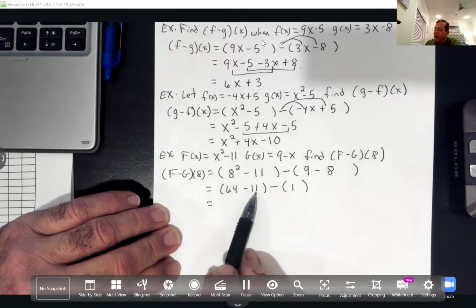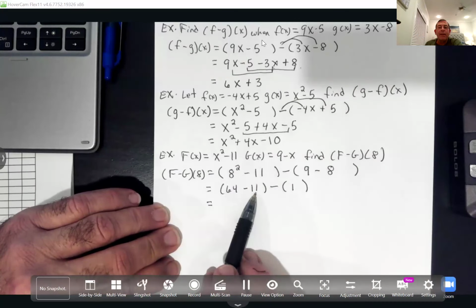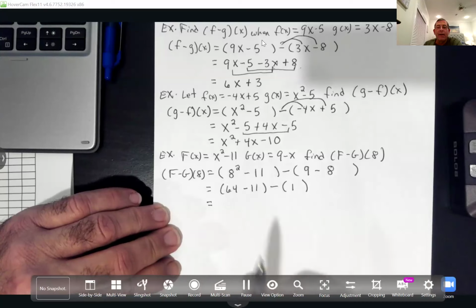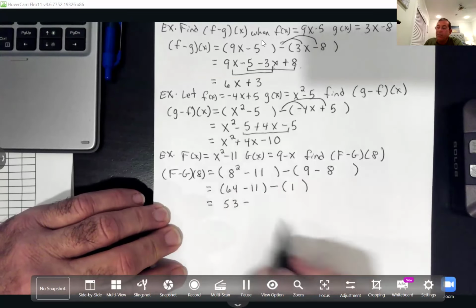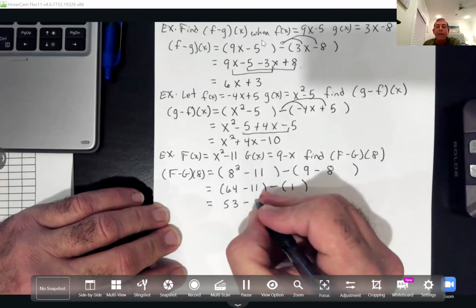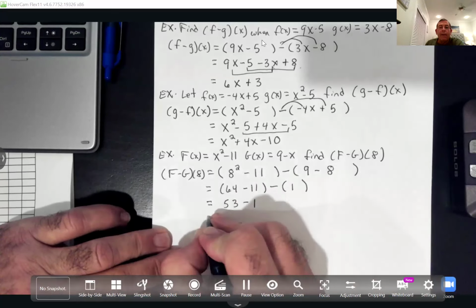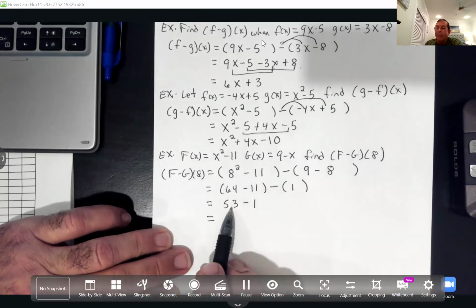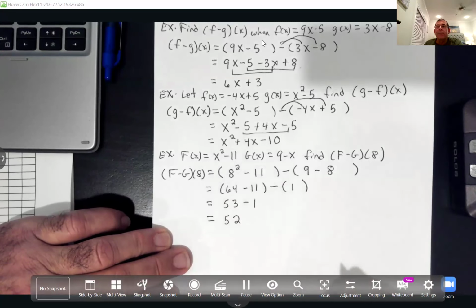All right, so I can finish out these parentheses. 64 minus 11, 53, minus, well, y'all all got here is a 1. So bring down my 1. And then that's going to equal 53 minus 1, which is 52.